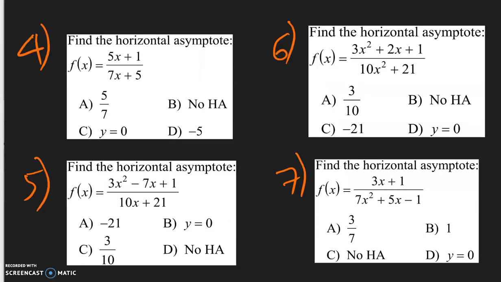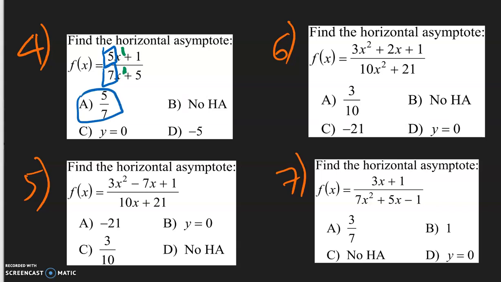The next 4 questions on the review are testing you on how to find the horizontal asymptote by looking at the equation. The only thing that you need to look at is the biggest exponent. So for number 4, on the top, the biggest exponent we have is a 1, and on the bottom is also a 1. So because the top and bottom have the same biggest exponent, the horizontal asymptote will simply be the coefficients of this, so 5/7, letter A.